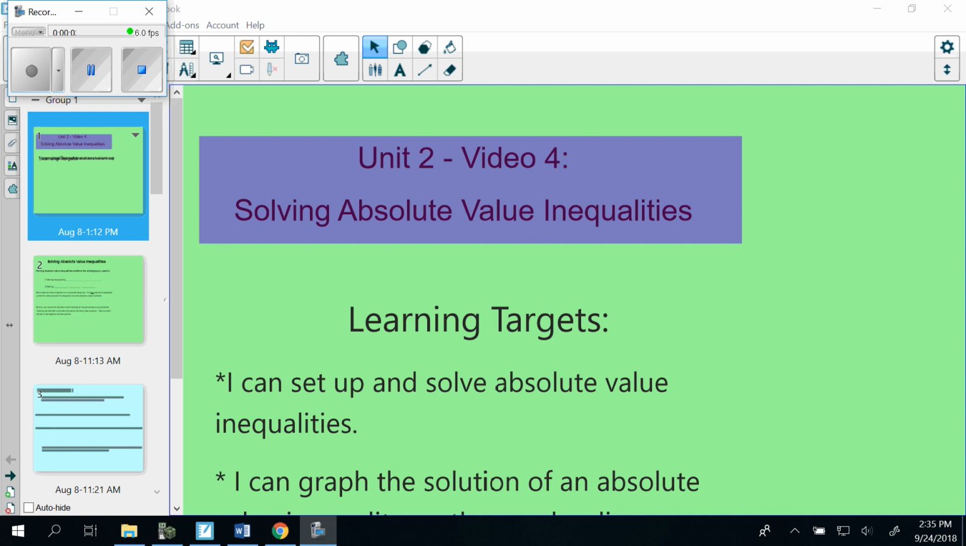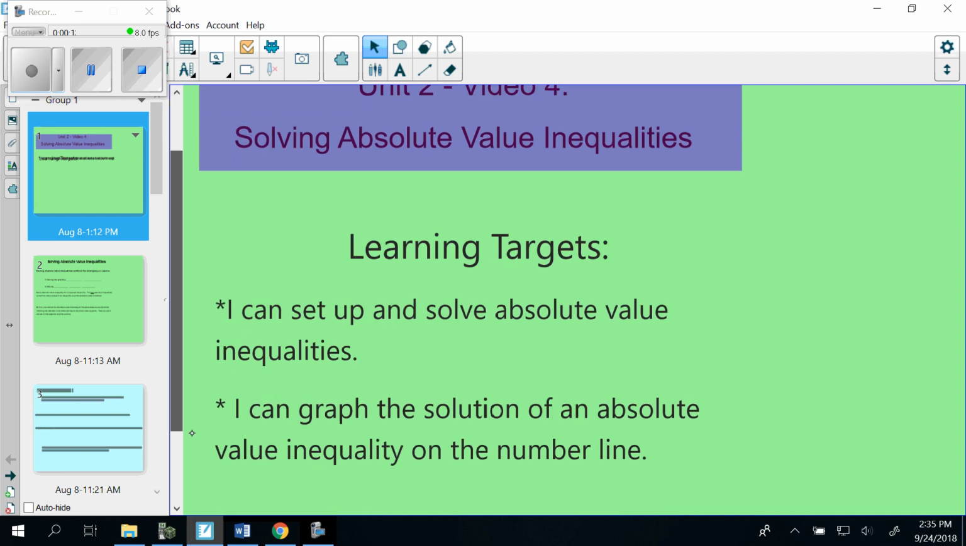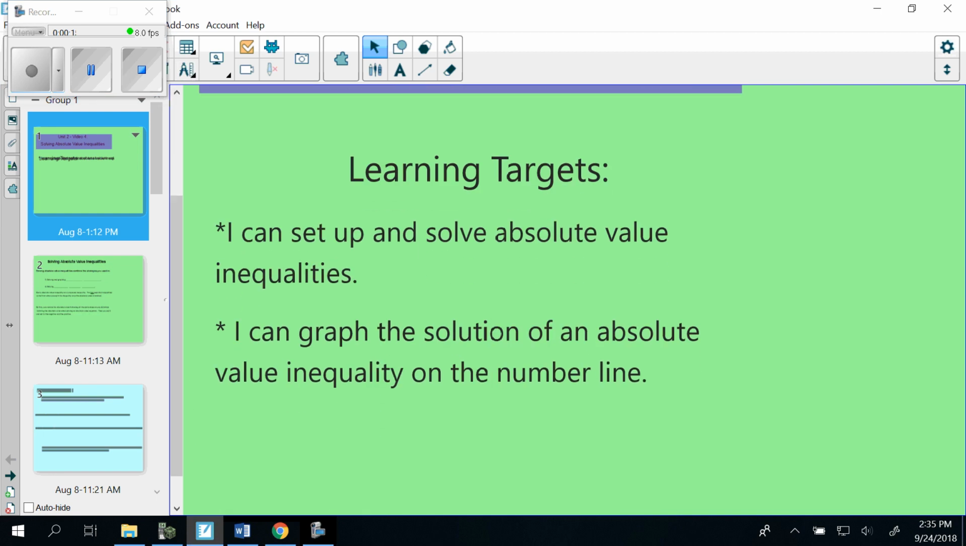We're going to be looking at absolute value inequalities today. Remember, inequalities are less than, greater than type signs, and how you graph those when it also has absolute value in it. And then we also want you to be able to graph those out as well.